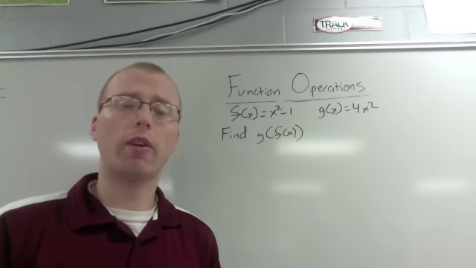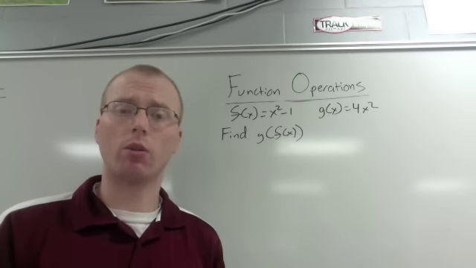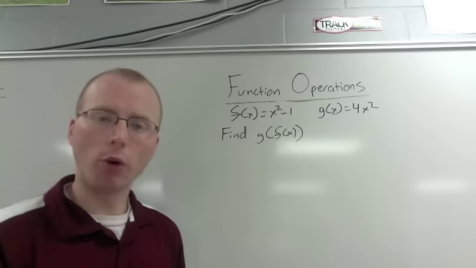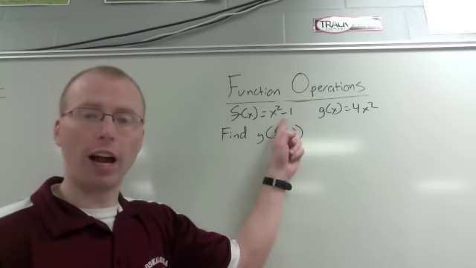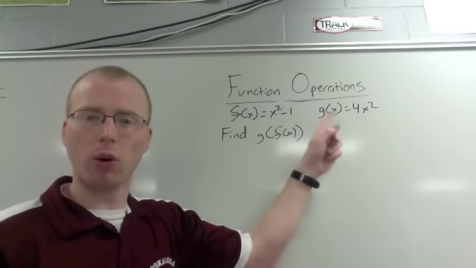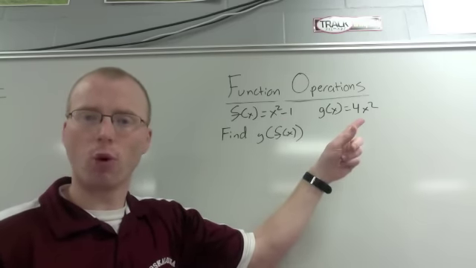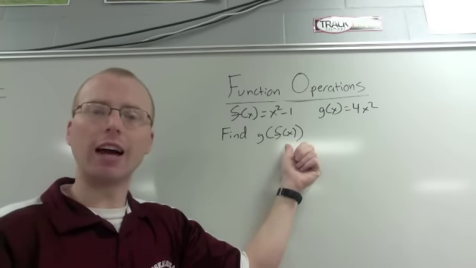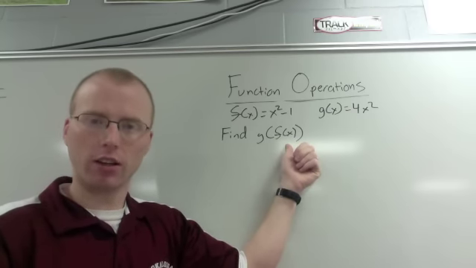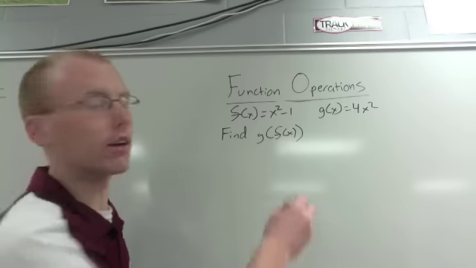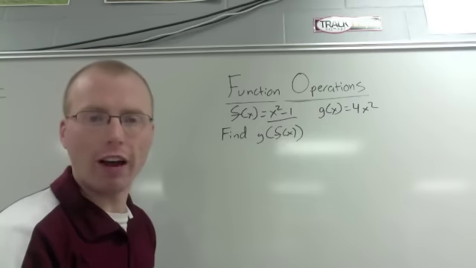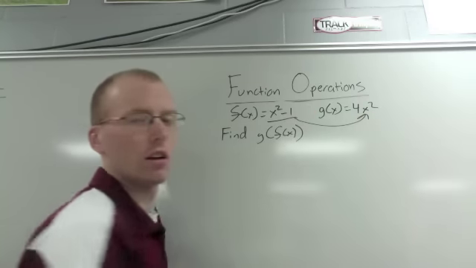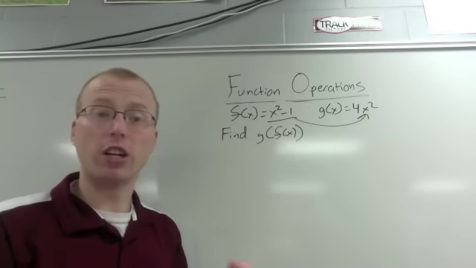Now not only can we find f of g of x, we can find g of f of x. So I have two brand new functions here. I have f of x equals x squared minus 1, and g of x equals 4x squared. If you notice in my notation, the f of x is inside the g. So that means I'm going to take my entire f function and plug it in for x in my g function.